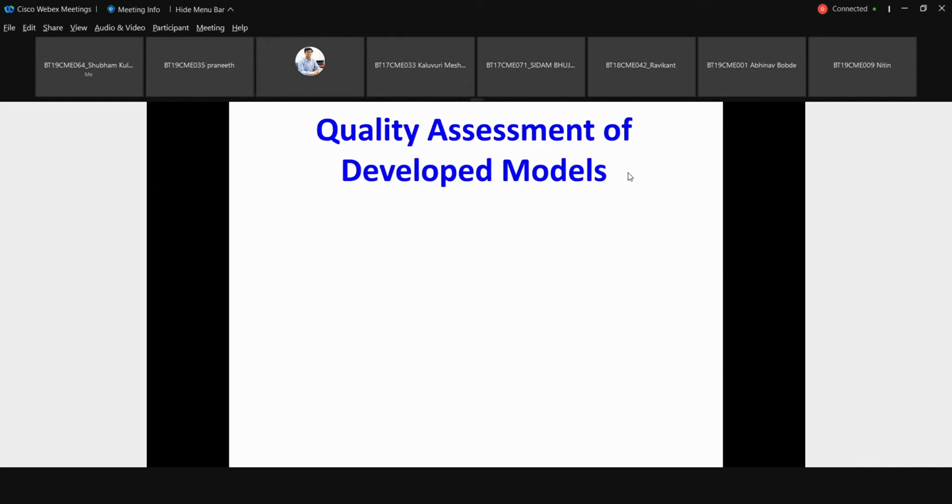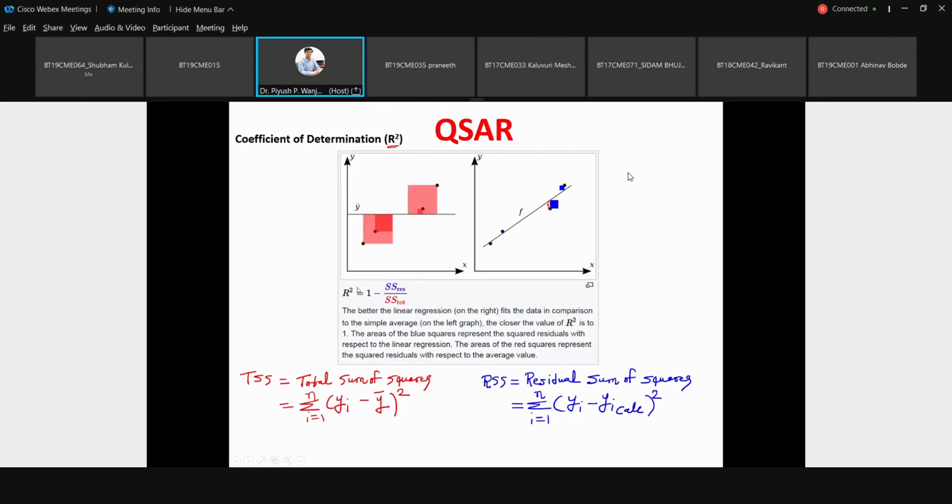TSS and RSS, sir. TSS and RSS. Okay, so this formula, it was mentioned here that R square is equal to 1 minus RSS by TSS, and I explained to you RSS means residual sum of squares, where you are trying to see the difference of each and every data point with your calculated model value, whereas total sum of squares was something which is the difference of each and every data point with the average of all the data points.